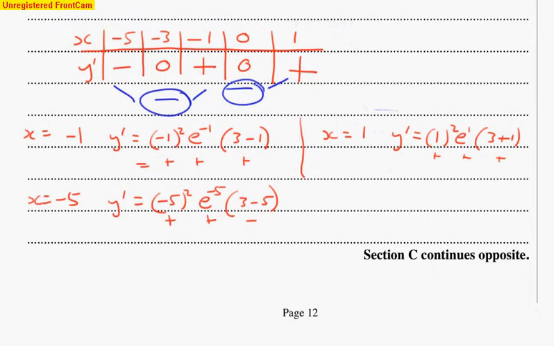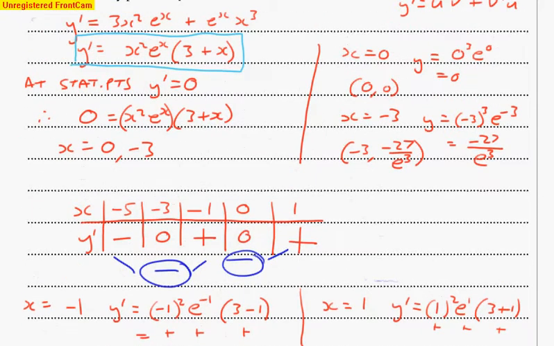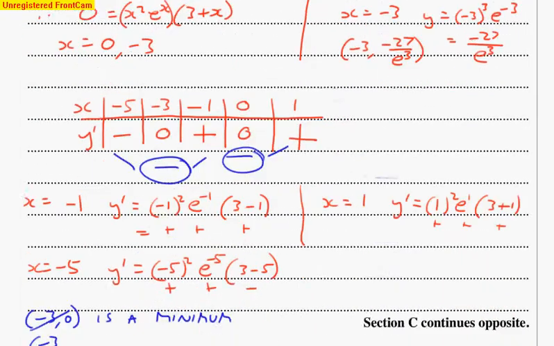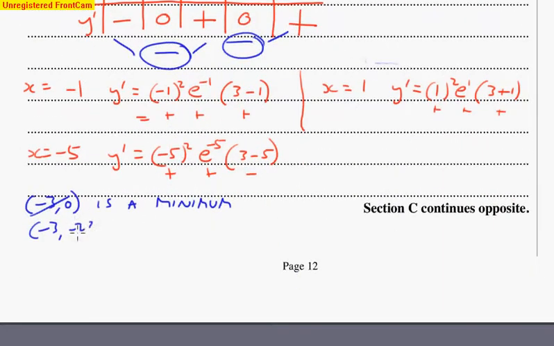Here we go. Just write out what we've got then. At -3, that is a minimum. Oh, it's not -3, 0. Excuse me. It's -3, -27 over e cubed. That's a minimum, and (0, 0) is a point of inflection.